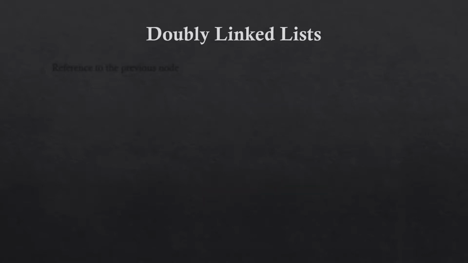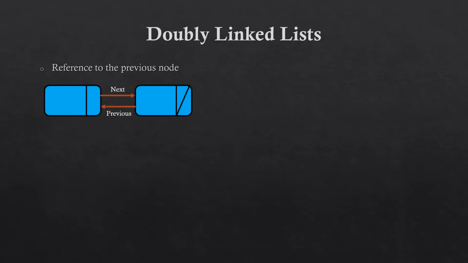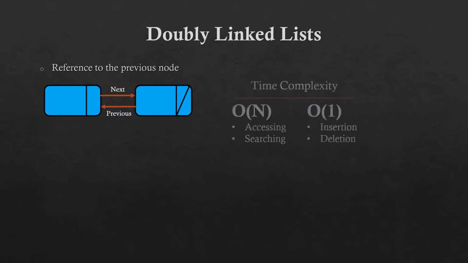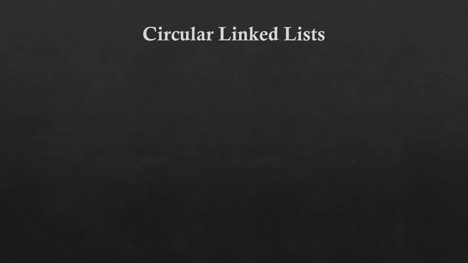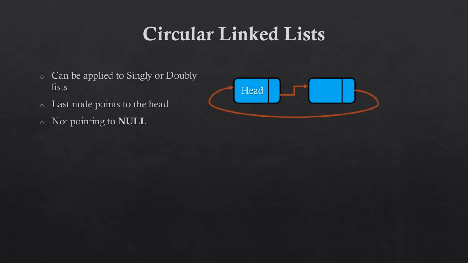Doubly linked list. Similarly to a singly linked list, however, every node has a reference to the previous node. Time complexity is the same for the following operations. Compared to a singly or doubly list, a circular list doesn't point to null as the end of the node points to the beginning. This can be applied to singly or doubly.